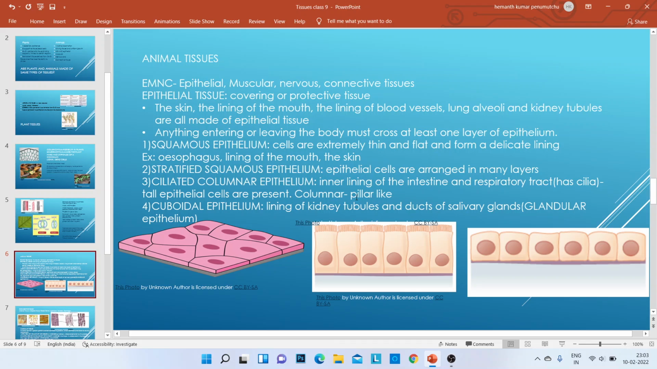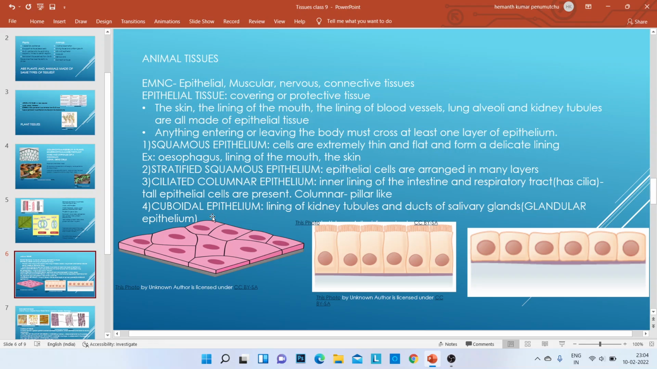In this ciliated columnar epithelium, the epithelial cells are very tall, and they look like a pillar. This is one pillar, this is second pillar, like that. It looks like a pillar-like structure. That's why it is called columnar. So cilia is present, ciliated, and it looks like a pillar. That's why ciliated columnar epithelium.